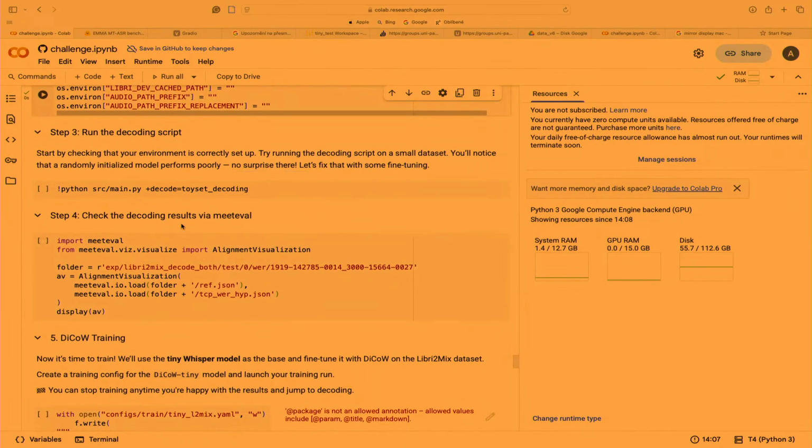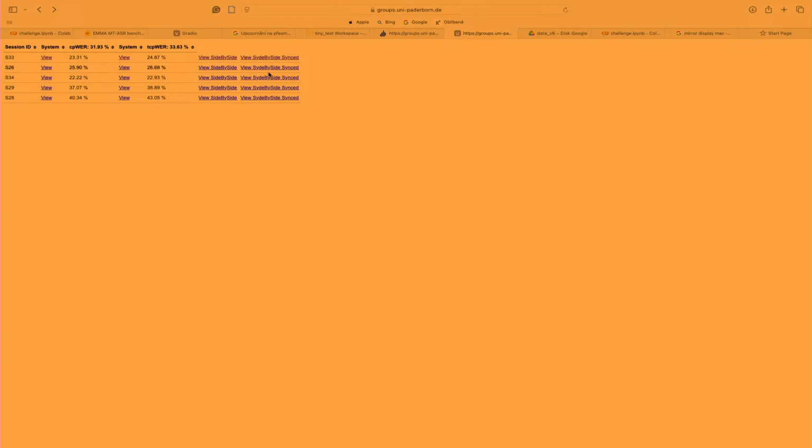So if you run that, you should see some word error rate. Then there is this nice toolkit, MeetEval from Paderborn. So Mark, you can now introduce the toolkit for all the people. So it's a very nice toolkit if you want to analyze what your system is doing.